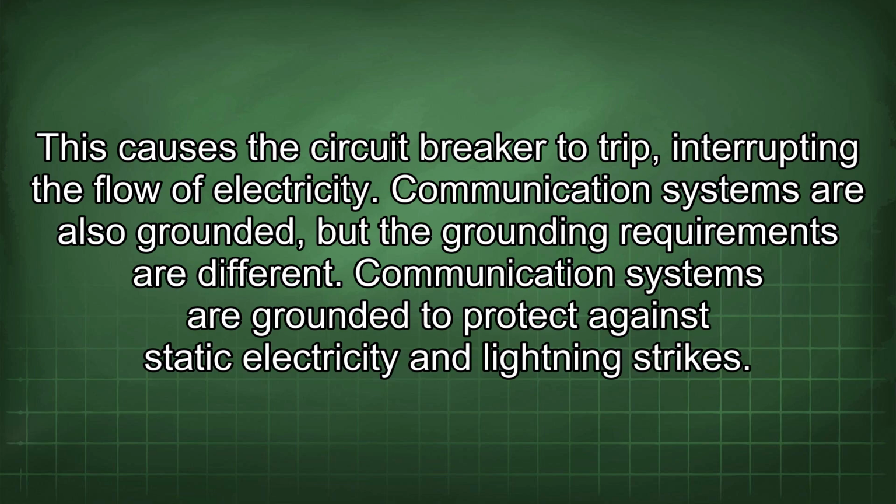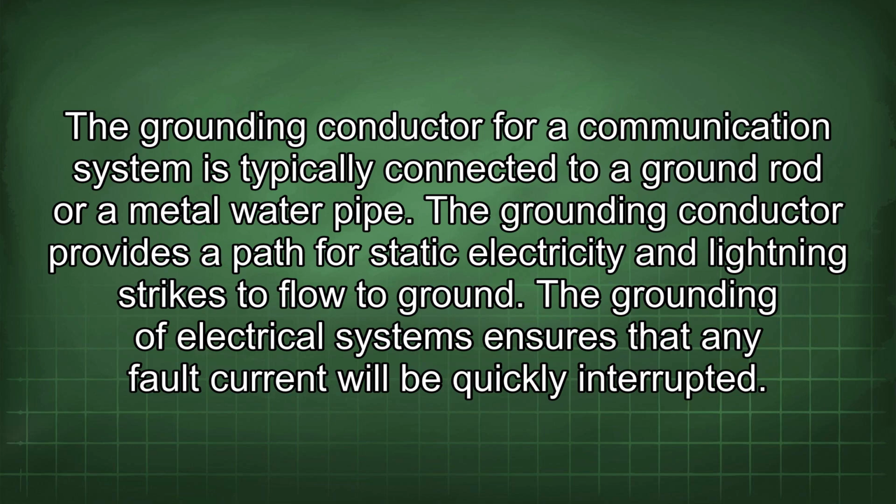Communication systems are also grounded, but the grounding requirements are different. Communication systems are grounded to protect against static electricity and lightning strikes. The grounding conductor for a communication system is typically connected to a ground rod or a metal water pipe. The grounding conductor provides a path for static electricity and lightning strikes to flow to ground.